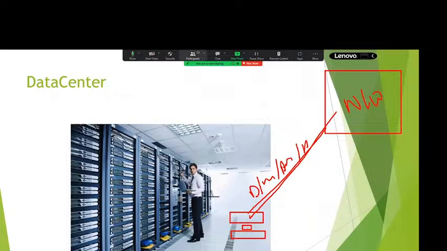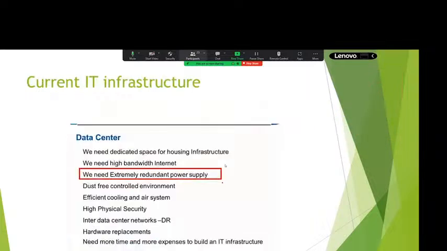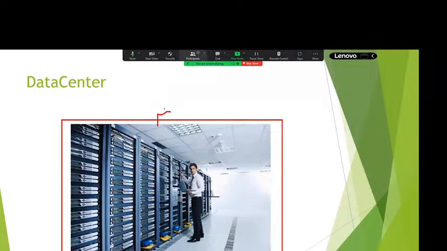Next, we need redundant power supply. To run this data center, we need electricity. If there is no electricity, then we should be able to run this data center with a battery or generator. Again, that is a cost, right?